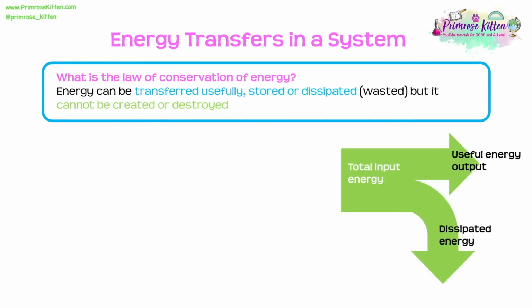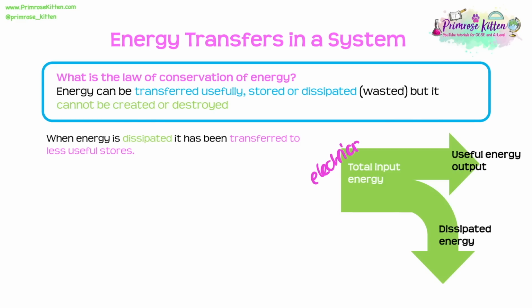The law of conservation of energy states that energy can be transferred usefully, stored, or dissipated, but it cannot be created or destroyed. And this is a really key fact in physics that we will use all the time. So when energy is dissipated, it is transferred to less useful stores. For example, if we have a light bulb, we take that electrical energy store that's inputted and it gets transferred to light energy, which is useful, but also thermal energy as it heats up.